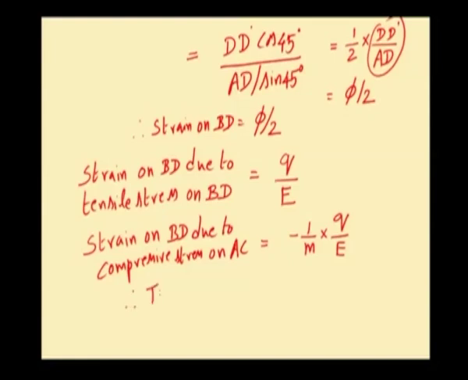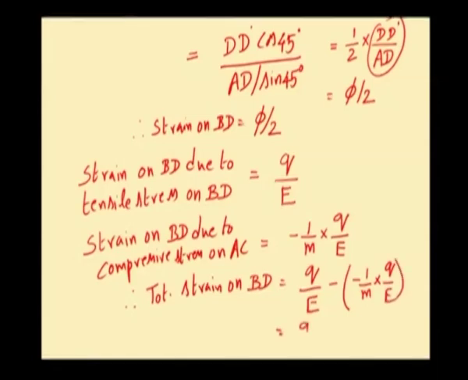Therefore, total strain on BD will be Q by E minus of this particular strain, the second one, strain on BD due to compressive stress on AC, which will be minus 1 by m into Q by E. So, we will be having Q by E plus Q by mE.